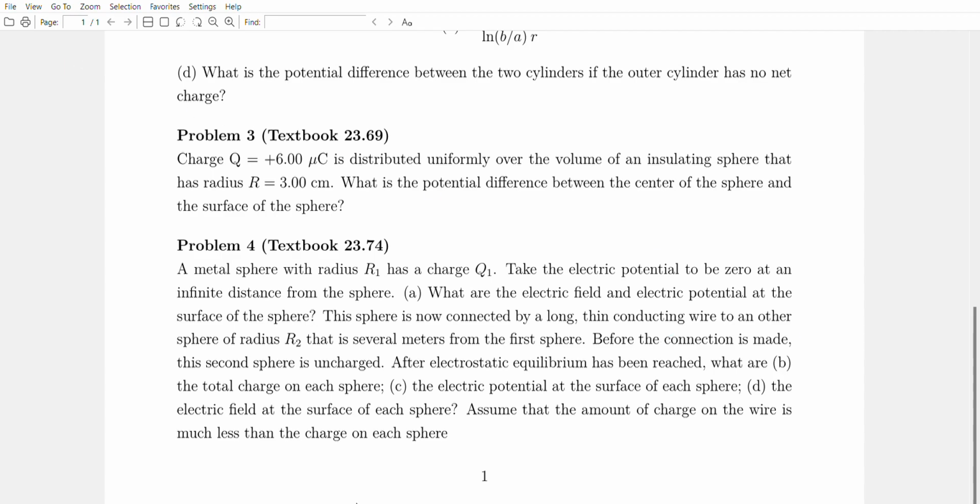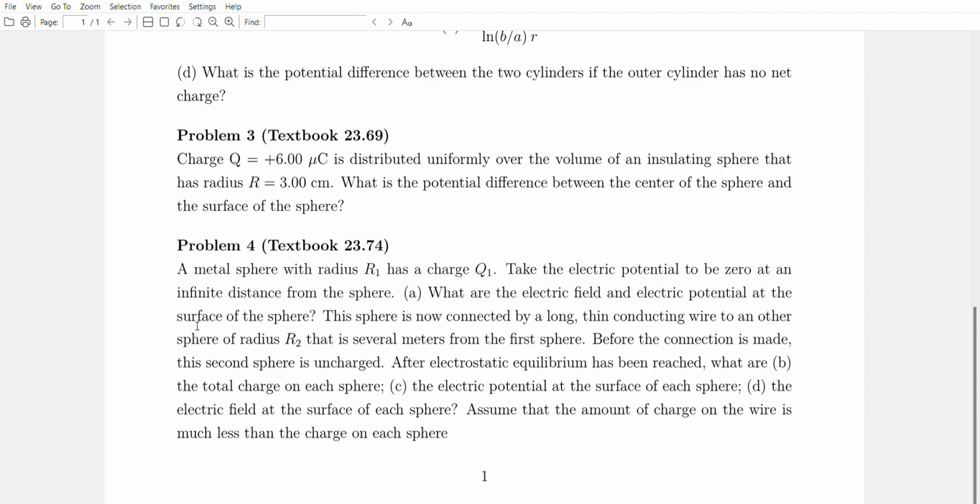Okay, the last one, it's pretty lengthy, but let's go through it. We have a sphere with radius r1 and total charge q1. Take the electric potential to be zero at an infinite distance from the sphere. Then, what are the electric field and electric potential at the surface of the sphere?